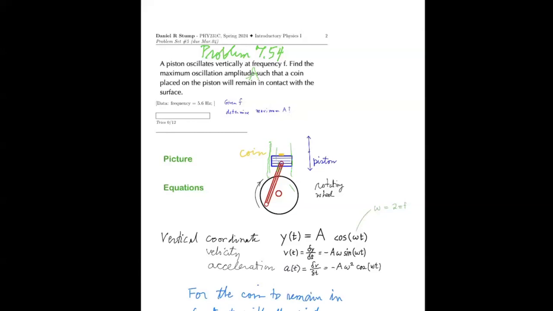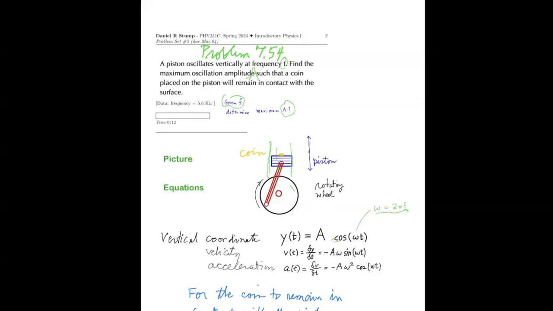And so you don't want the coin to come off the surface. Now, this will have harmonic oscillation. Omega or F, I guess you're given F. So you're given F and you want to determine A. Well, the vertical position of the coin will be A cosine omega t. There's the harmonic oscillation with frequency F. Omega is 2 pi F.